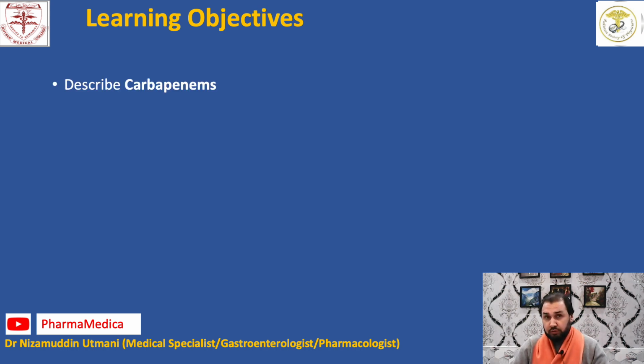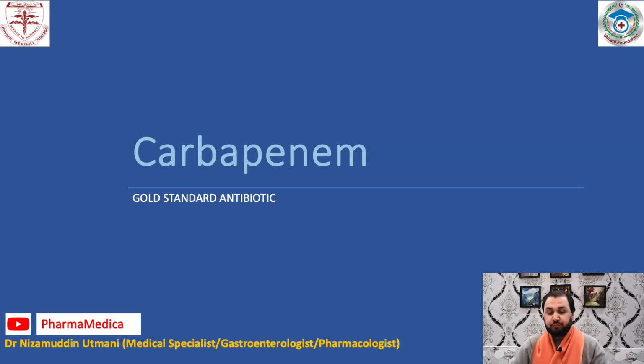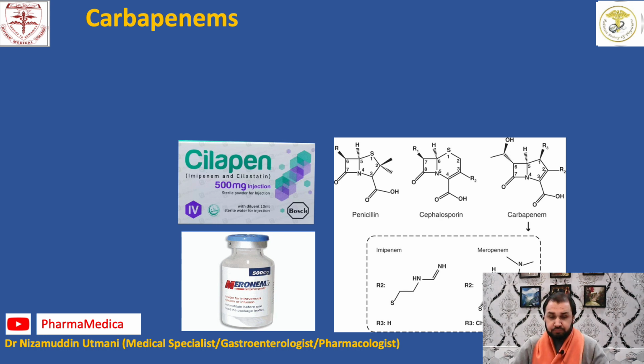So what are the learning objectives for today's lecture? Describe the carbapenems, describe their different types, describe their clinical uses, describe their adverse effects, and then describe their mechanism of resistance. Carbapenems are the gold standard antibiotics, and you can say these are the best choice for those infections which are resistant to other antibiotics and those conditions which you think are life-threatening or very severe for the patient.